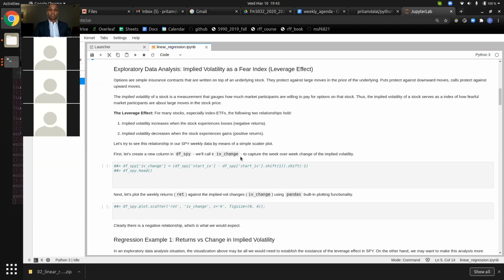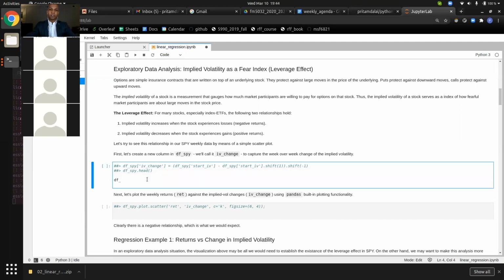So again, the leverage effect means that for many stocks, especially index linked ETFs, the following two relationships hold. Implied volatility increases when the stock experiences losses, and implied volatility decreases when the stock experiences gains. And that sort of makes sense. When the market goes down, people start getting freaked out that the market's going to go down more. When the market goes up, people are less concerned about the market going down. So let's see if we can just visualize this relationship with a simple scatter plot.